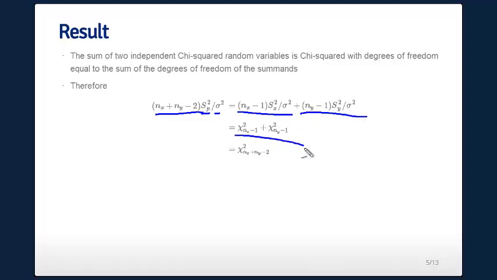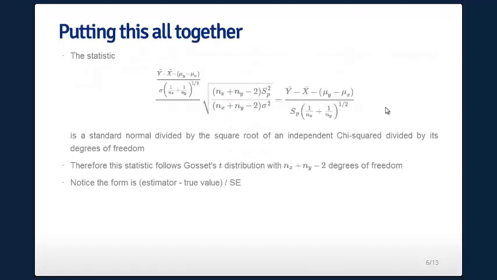That's the sum of two independent chi-squareds, and it turns out that the sum of two independent chi-squareds is also chi-squared, and the degrees of freedom add, so it's degrees of freedom nx plus ny minus 2. So at any rate, the point being that this is a chi-squared, and hopefully you see, if you remember the T lecture, where I'm going with this: we're going to try and create a T statistic.